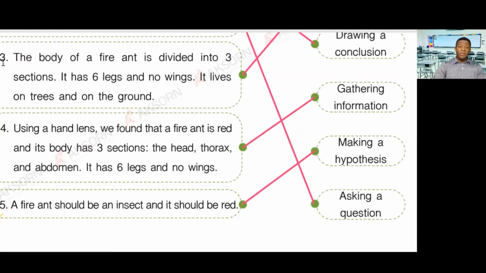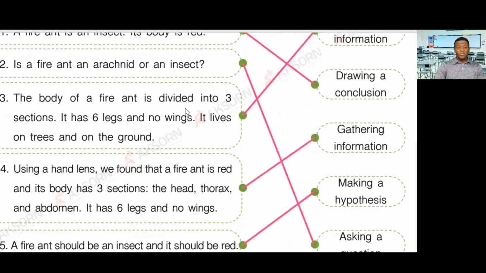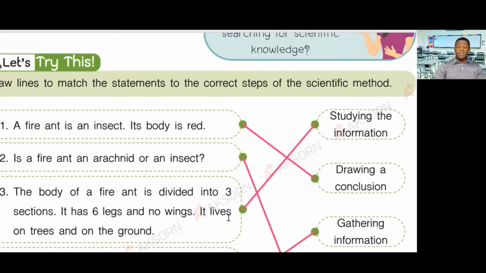Now let's take a look at number 3. The body of a fire ant is divided into 3 sections. It has 6 legs and no wings. It lives on trees and on the ground. And this kind of information is to gather and study the information of fire ants.